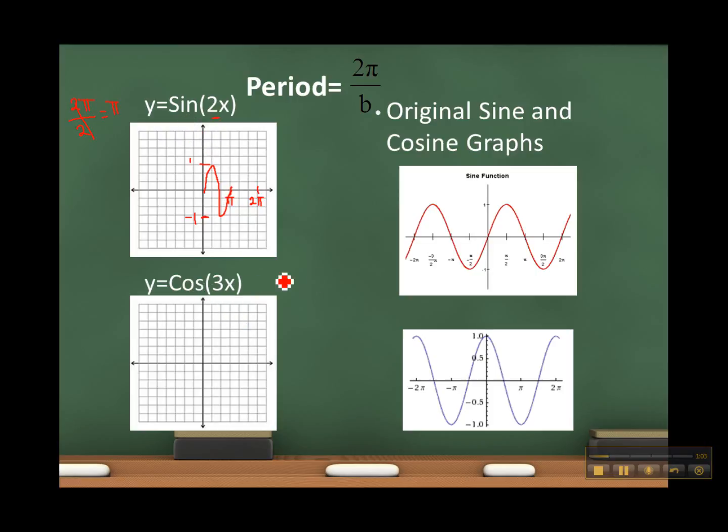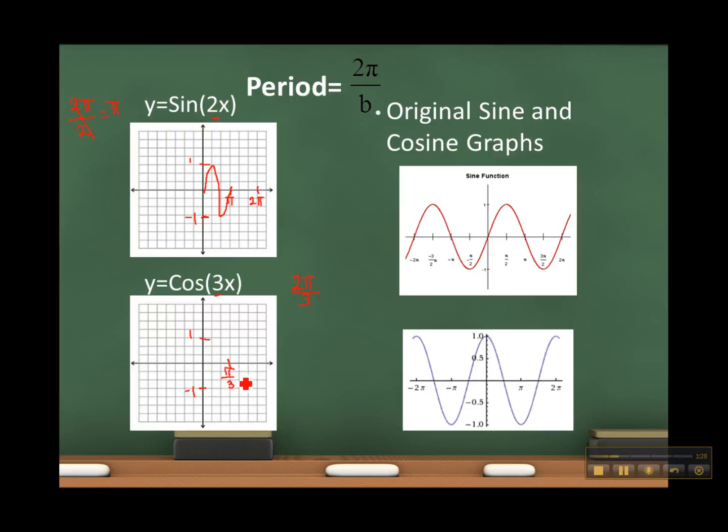For the cosine, it will do exactly the same. Again, I'm going to use the formula 2 pi over b. b is 3. And you cannot really simplify this, so you're going to have to use this as your period. So again, I'm going to make this a 1. This is a -1. And I'm going to make this a pi over 3. I can make the scale whatever I want.